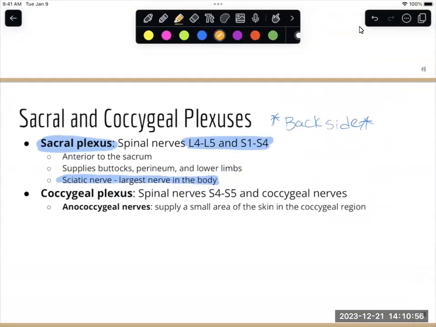Our last plexus is that coccygeal plexus. S4 to S5 and those coccygeal nerves. The nerves that come out at this area pretty much supply the skin and or structures, muscles directly in that area. So right behind the sacrum, right behind that lower sacrum, right behind the coccyx, right in that area is where these nerves are feeding into.